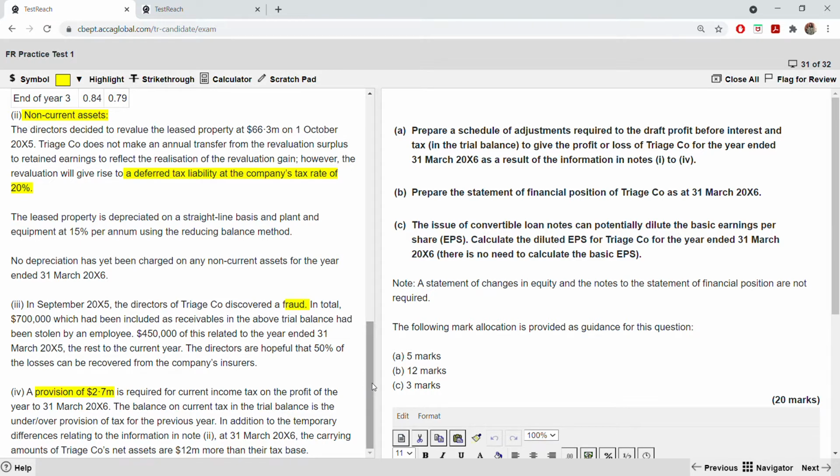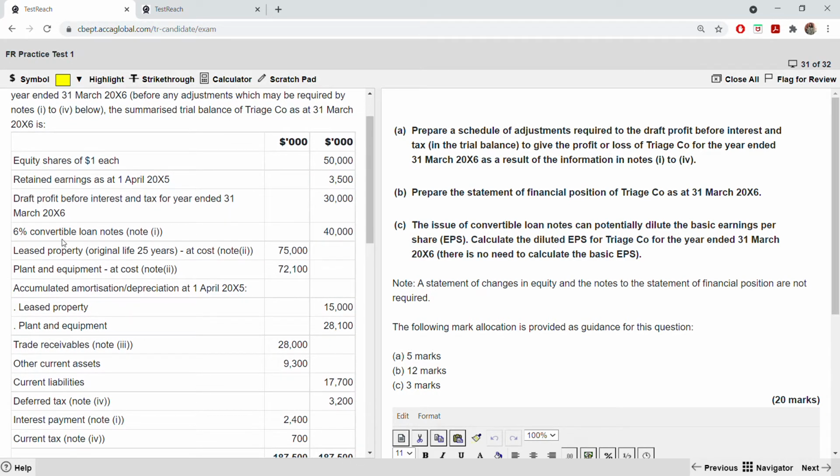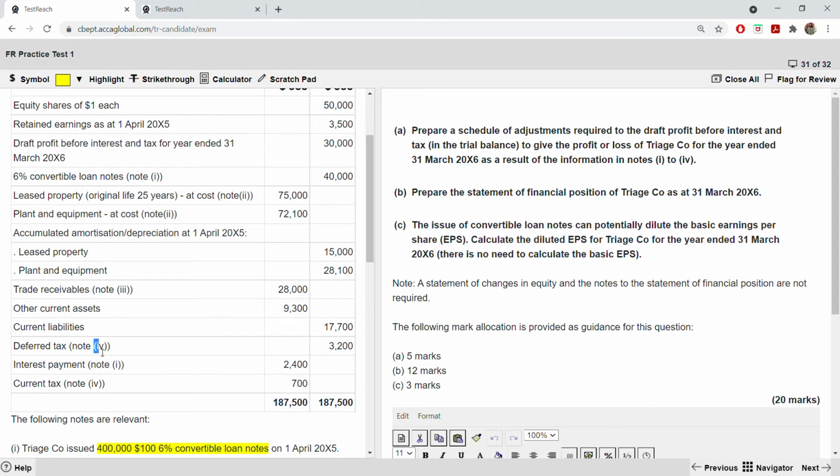Okay, so if you can see from the trial balance, they have linked it to each note. Convertible loan notes, you refer to note 1. When they are talking about the plant and equipment and lease property, relate to note 2. Note 3 is about trade receivable. Deferred tax is note 4, current tax is note 4. So you can see from here it is in relation to which note.